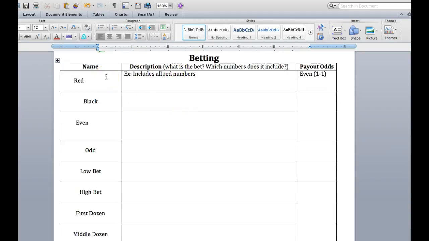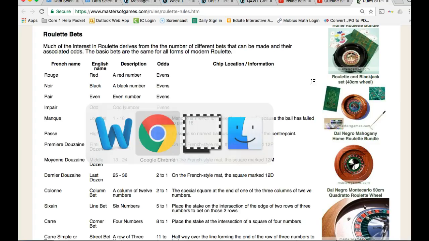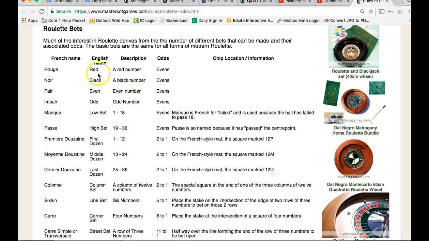So what we're going to do here is list all the bets, describe what they mean, and then see the payout odds. So for example, red, the description of the red bet is the one that includes all red numbers. So what we're putting here is which numbers does it include? What are we including when we make a red bet? And then what are the payout odds? So you can find all that information right here.